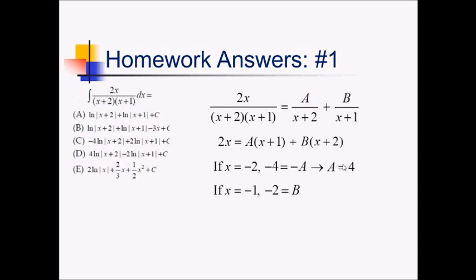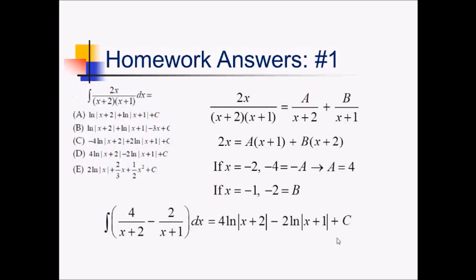Now that I've found A and B, I'm going to go ahead and plug them in here and actually split this fraction up inside my integrand. So I've got 4 over x plus 2 inside the integral now, and then minus 2 over x plus 1 dx. Now I can go through and take the antiderivative of these. For this first fraction, I've got 4 ln absolute value of x plus 2. For the next one, this is going to be minus 2 ln absolute value of x plus 1. And don't forget the plus C.